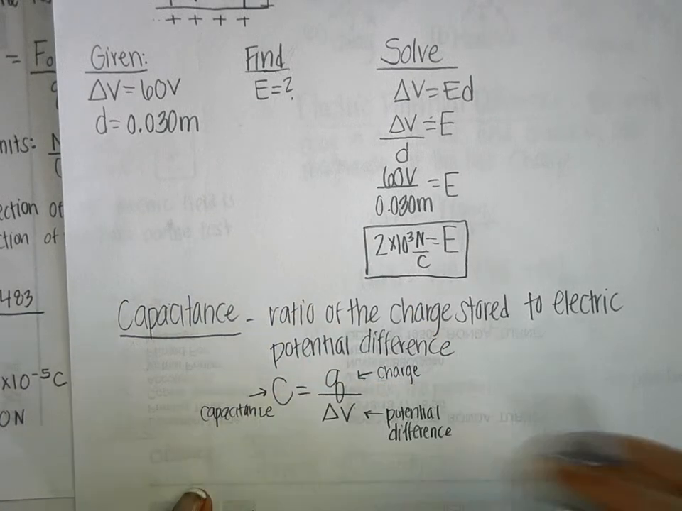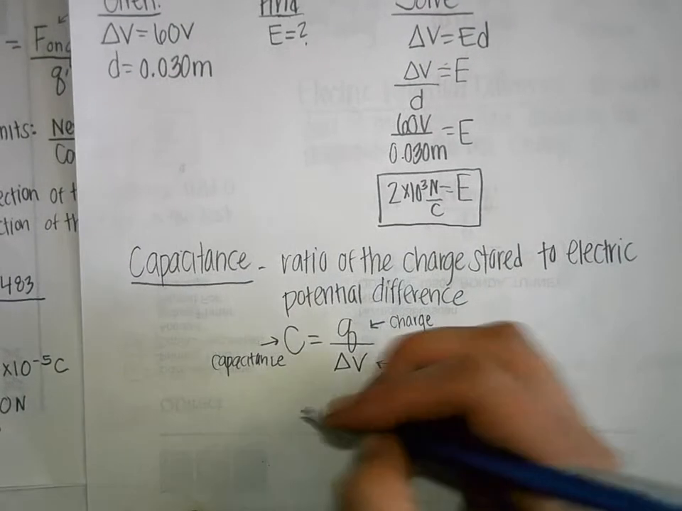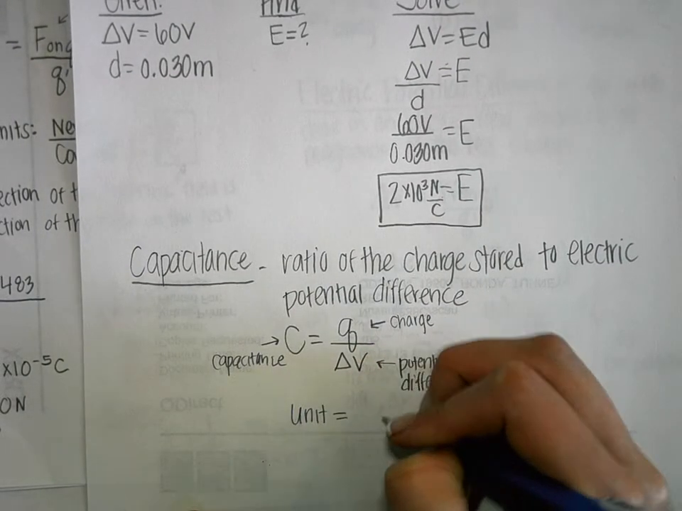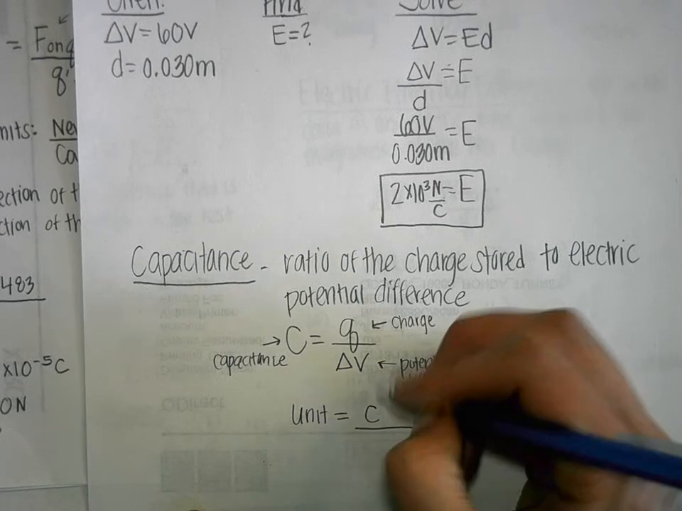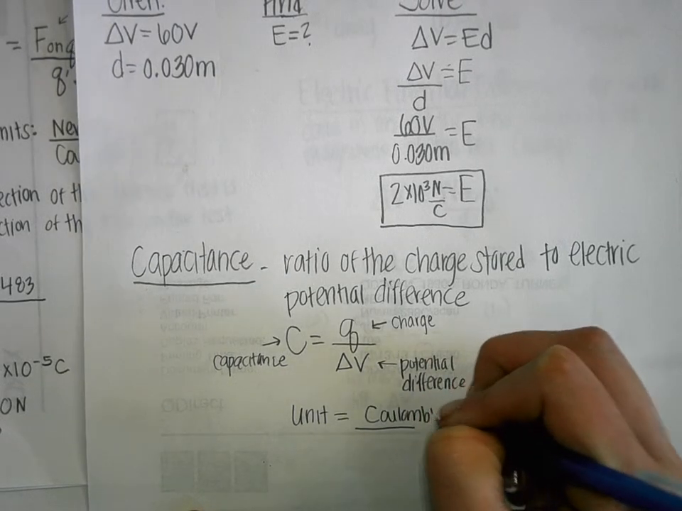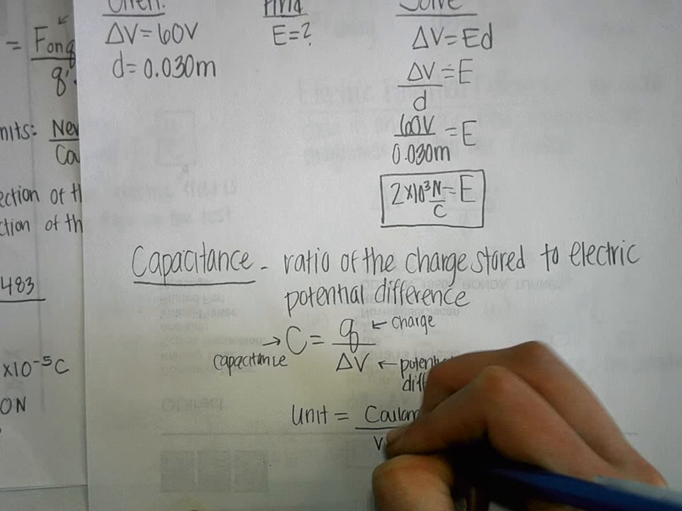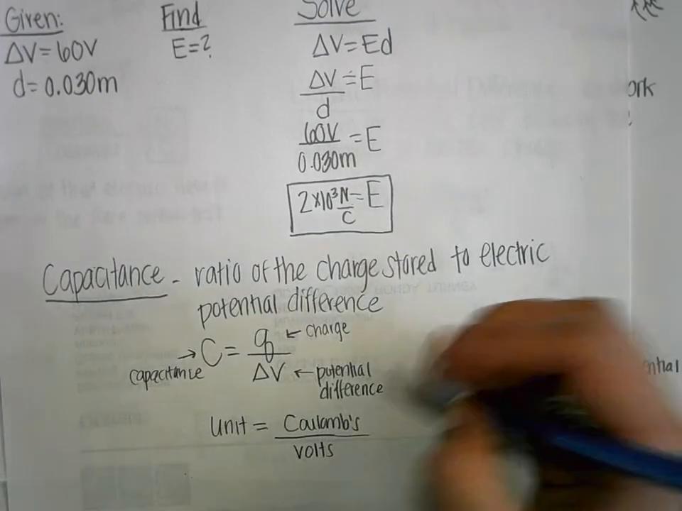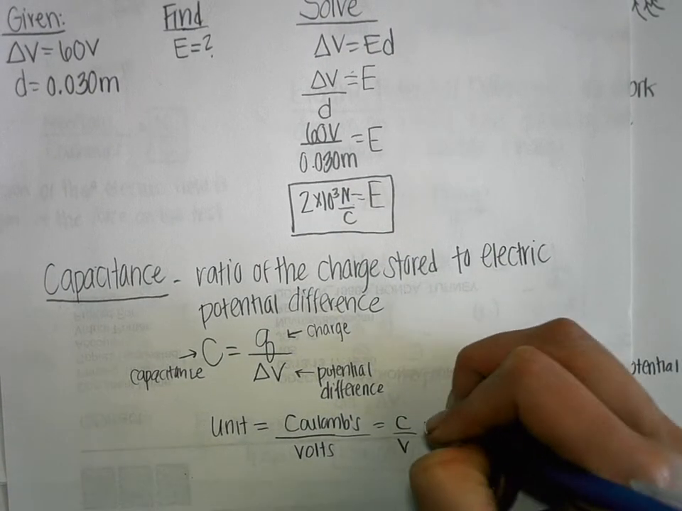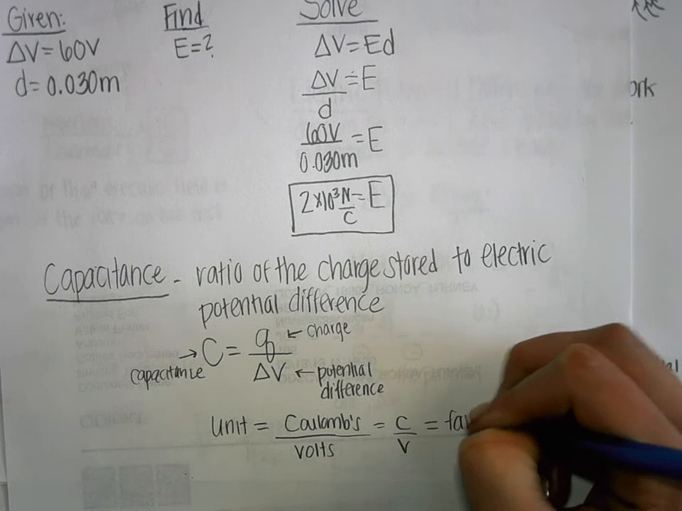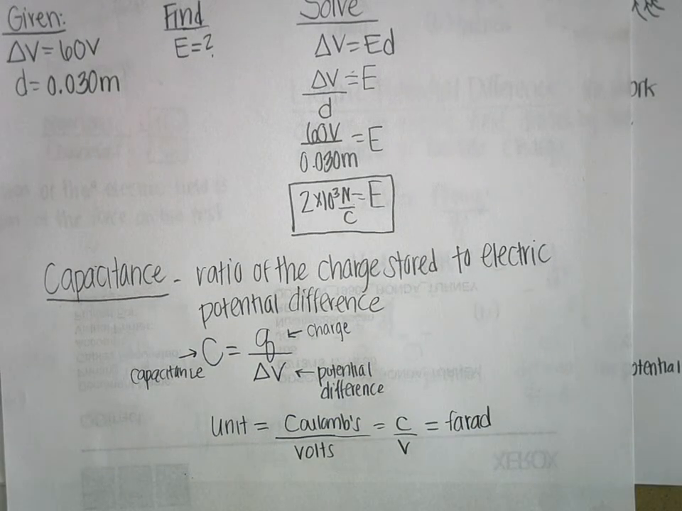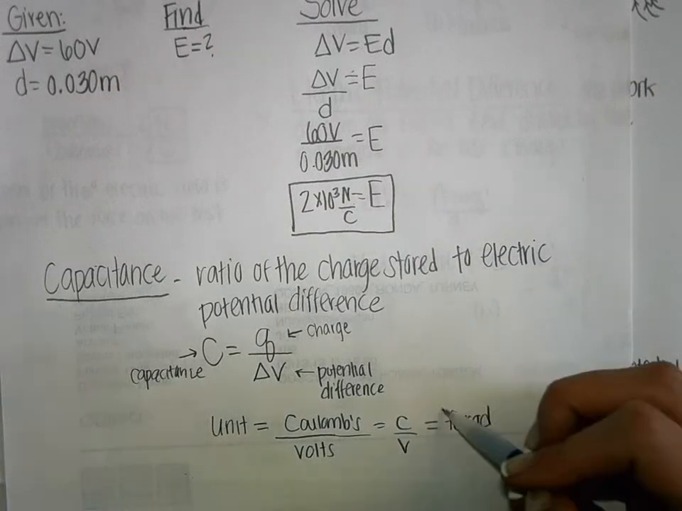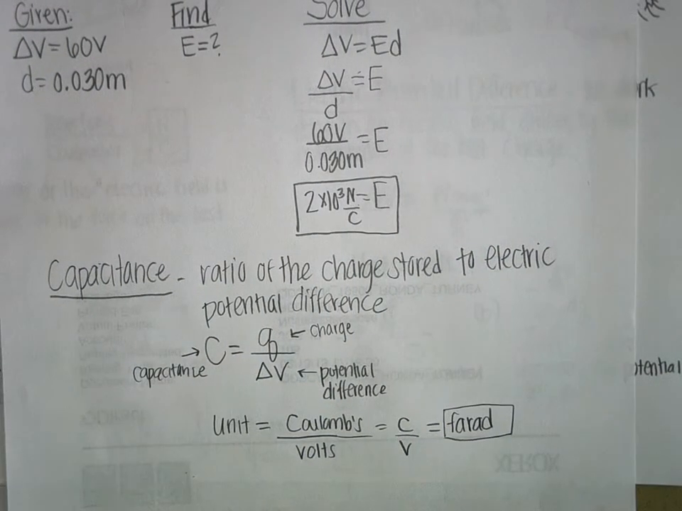And we have a new unit. It's named after Michael Faraday. So we know charge is coulombs. Potential difference is volts. So this is just C over V, which is also called a farad. Not a ferret, but a farad. Named after Michael Faraday. So you can write farad, or you can write C over V, coulombs over volts, when you're calculating capacitance.